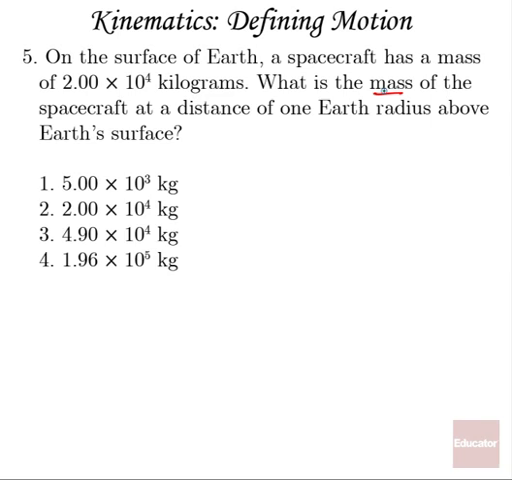Above Earth's surface. Now that's a trick question there. Remember, mass is how much stuff something's made up of. In this case, that's not going to change even though its position is changing. It still has the same mass. So our answer, number 2, 2 times 10 to the 4 kilograms.